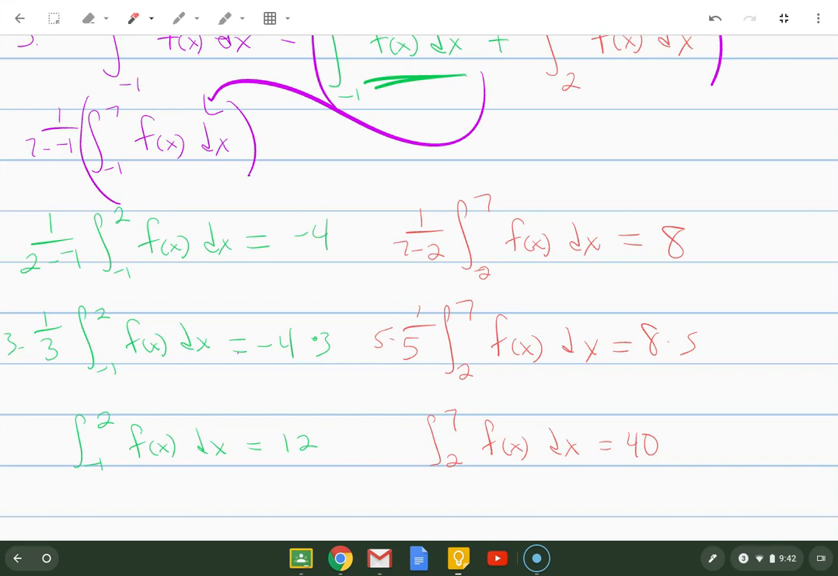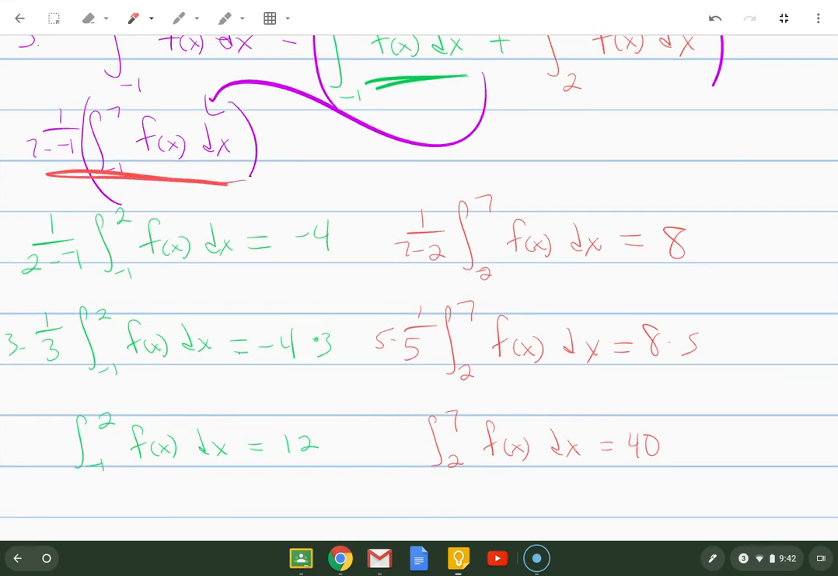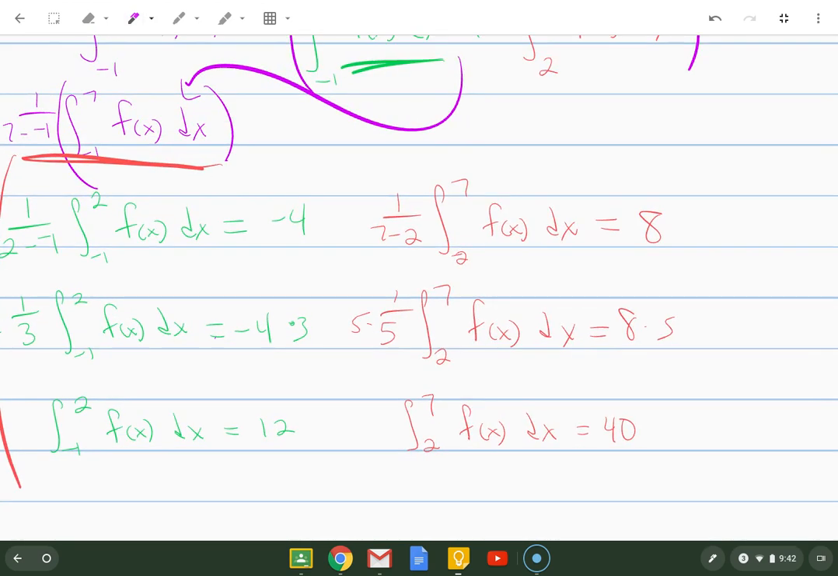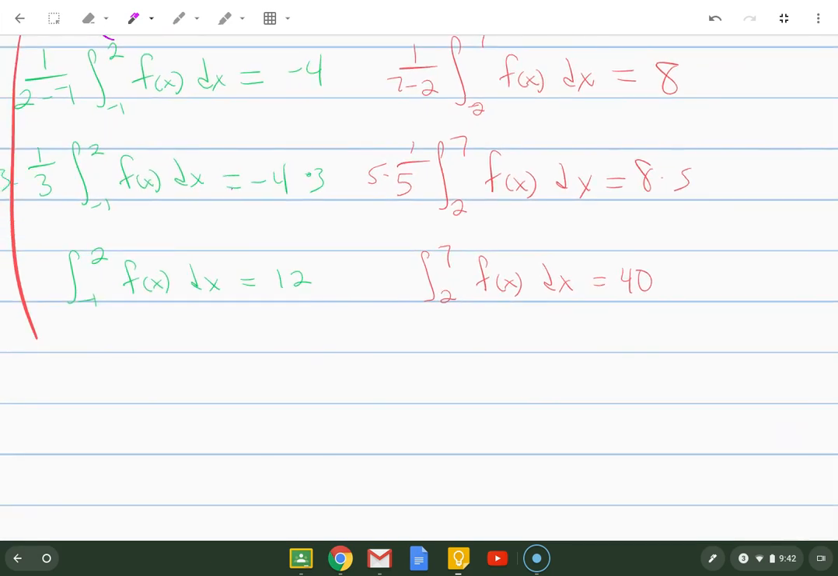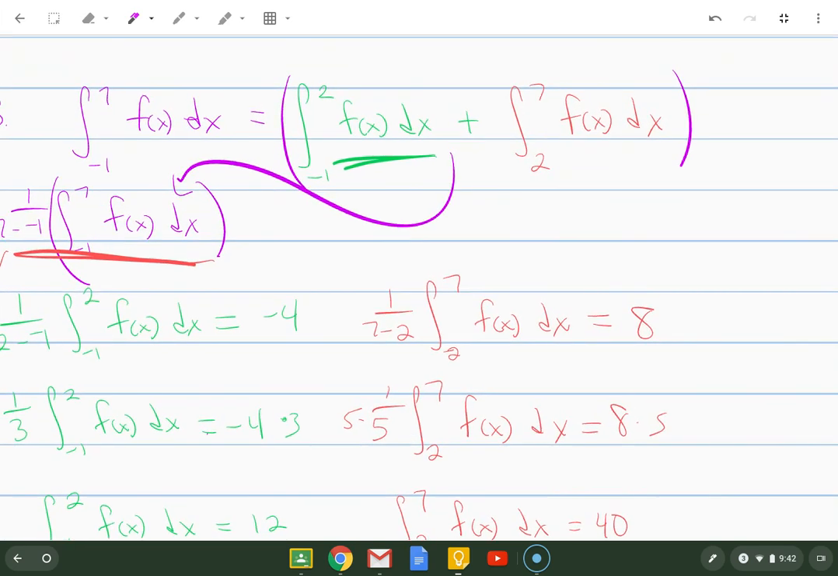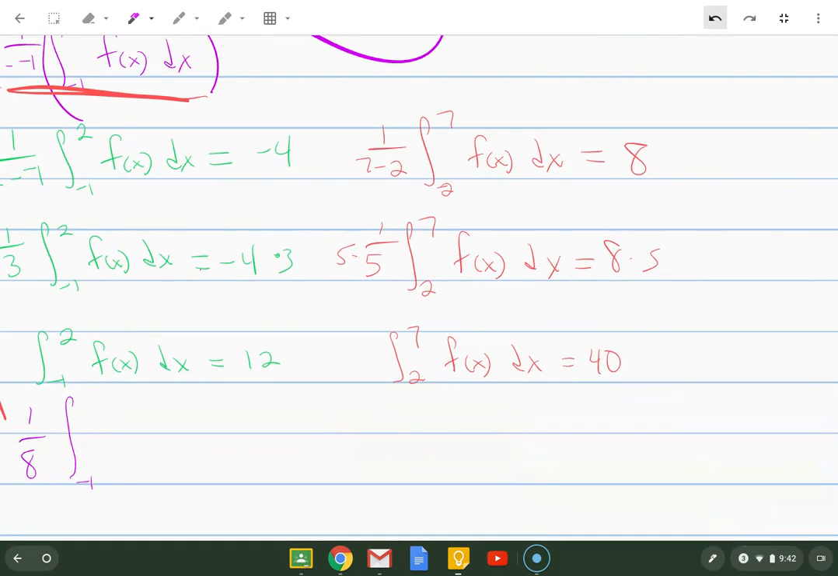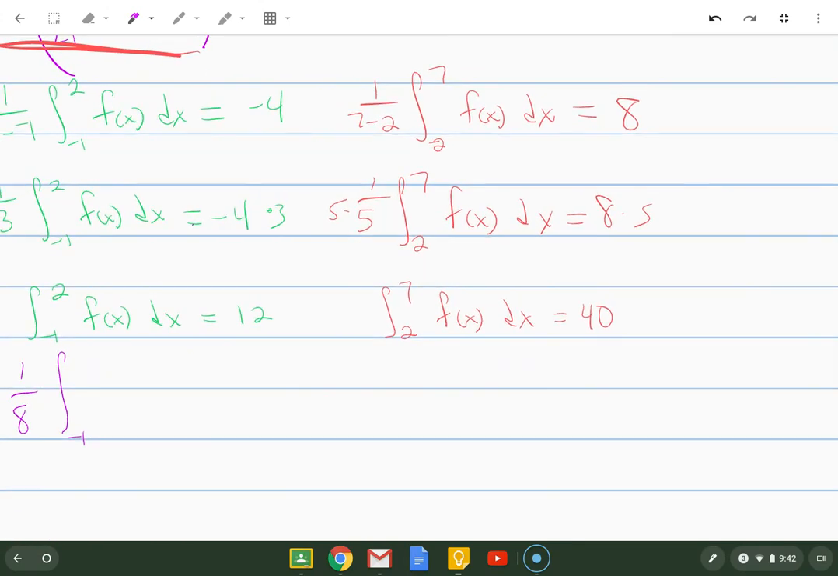All right, so we're going to take those two numbers and plug them back in for this thing right there. So I'm going to jump down here and say what I get is 1 over 7 minus -1, which is 1 over 8, and then the integral, and instead of writing -1 to 7, I'll just rewrite that as the integral from -1 to 2 of f of x dx plus, we'll go with the red one here, the integral from 2 to 7 of f of x dx. And we'll close our parentheses.